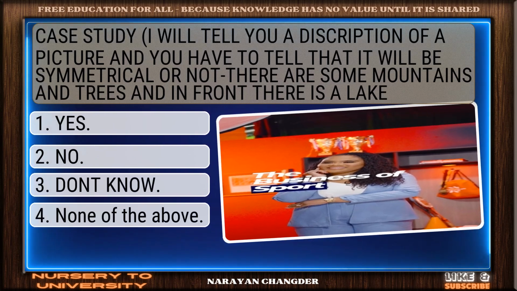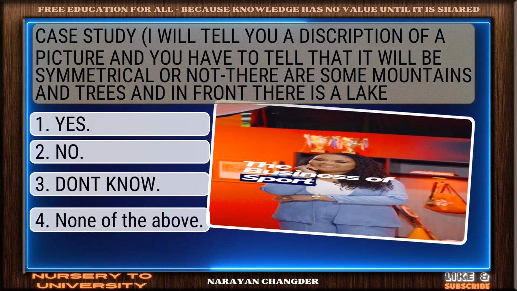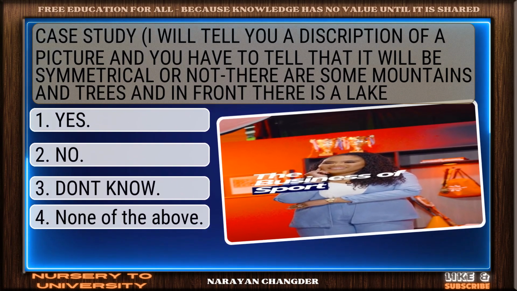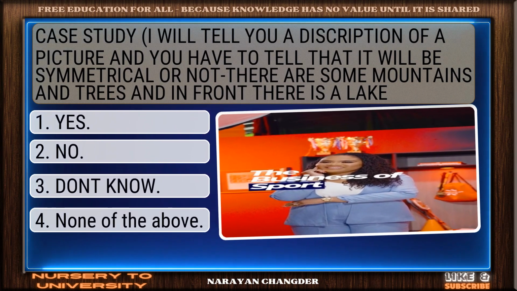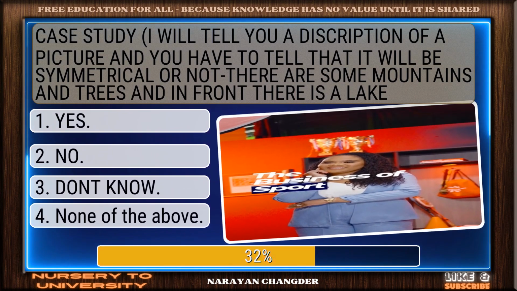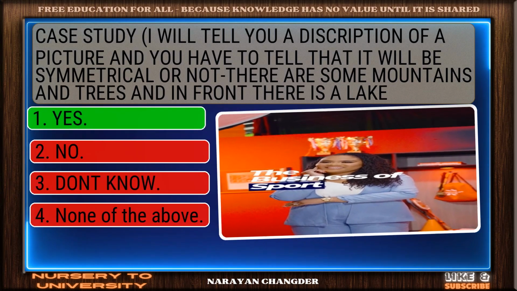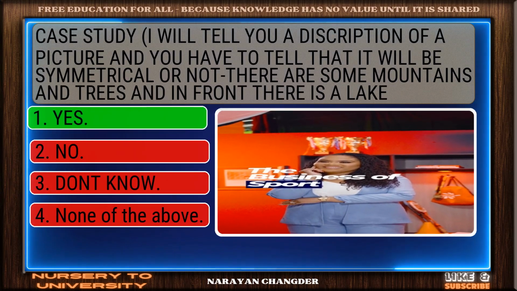Case study E will tell you a description of a picture, and you have to tell that it will be symmetrical or not. There are some mountains and trees, and in front there is a lake. Perfect. Yes is the correct choice.